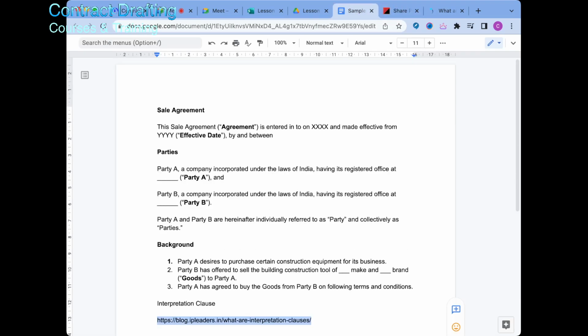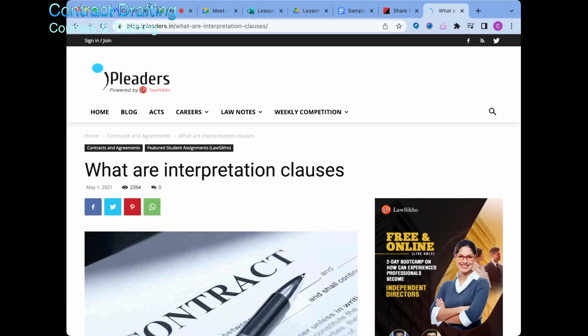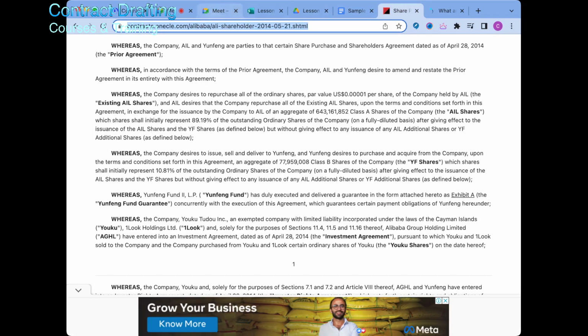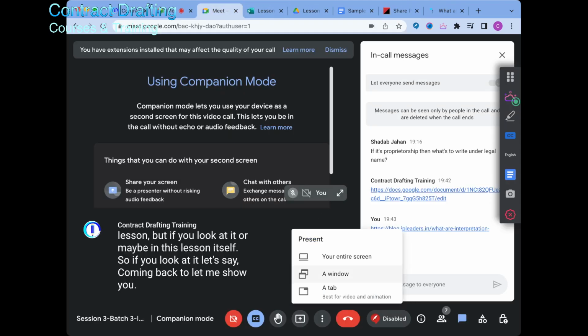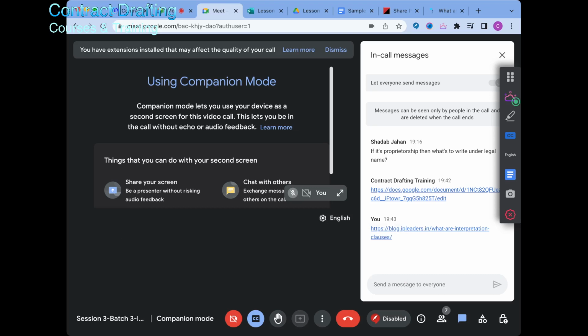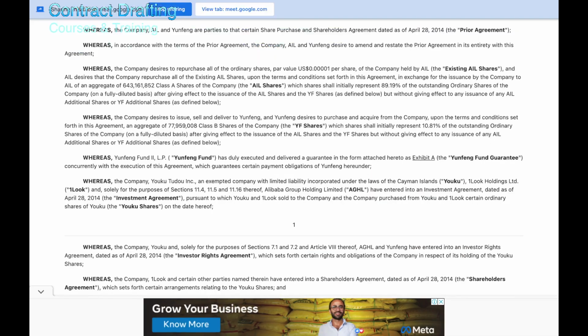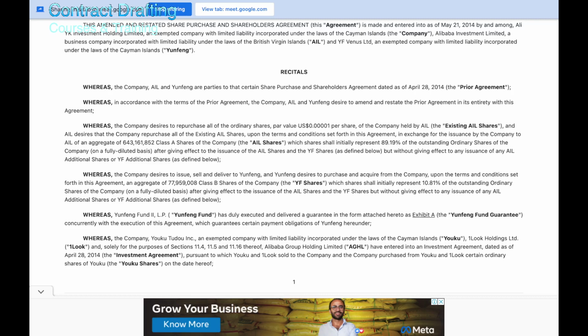But if you look at it, or maybe in this lesson itself, let me show you. Let's see this particular whereas. Now in the recital, instead of recital, you can write background, introduction, anything, or you can write recital, doesn't matter, so far as it is clear that it is the background of the transaction.